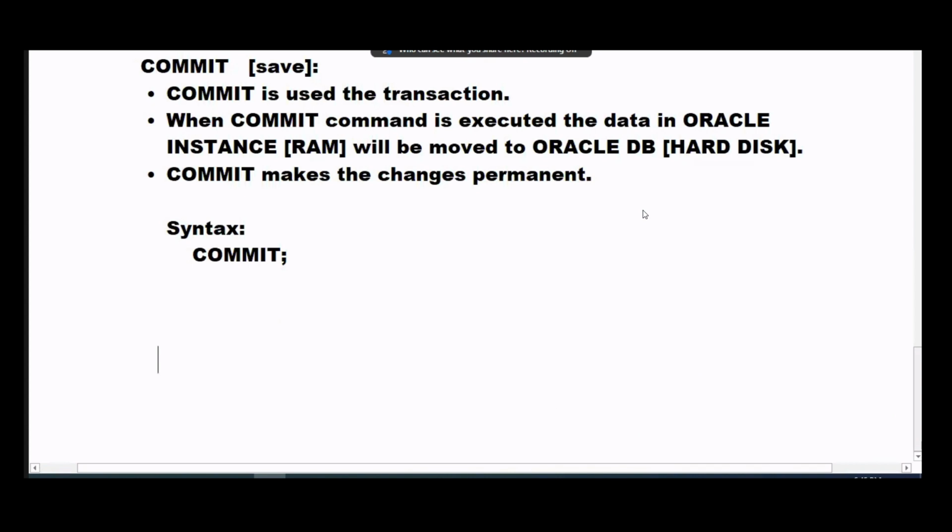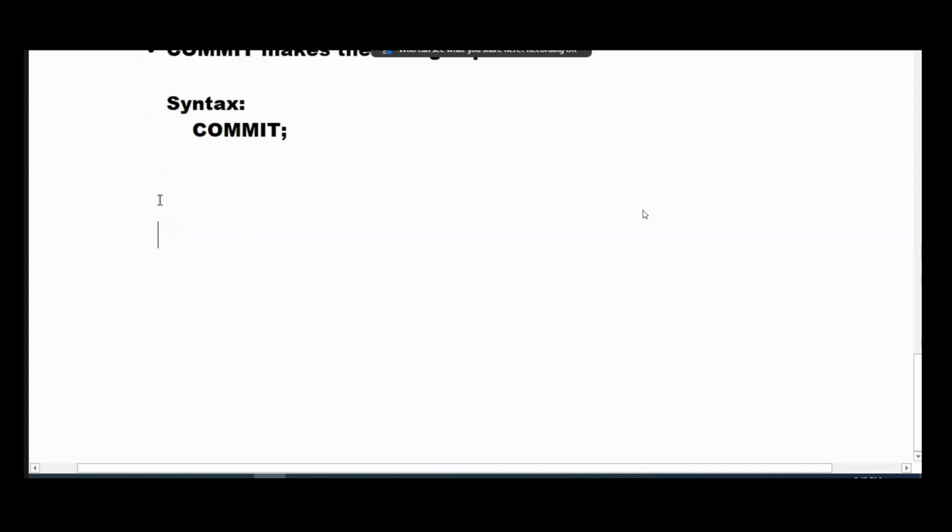So this is about the commit command. The next command is rollback. This rollback command is just like the undo option. Just like software provides an undo option, it cancels the previous action. Rollback is also the same.